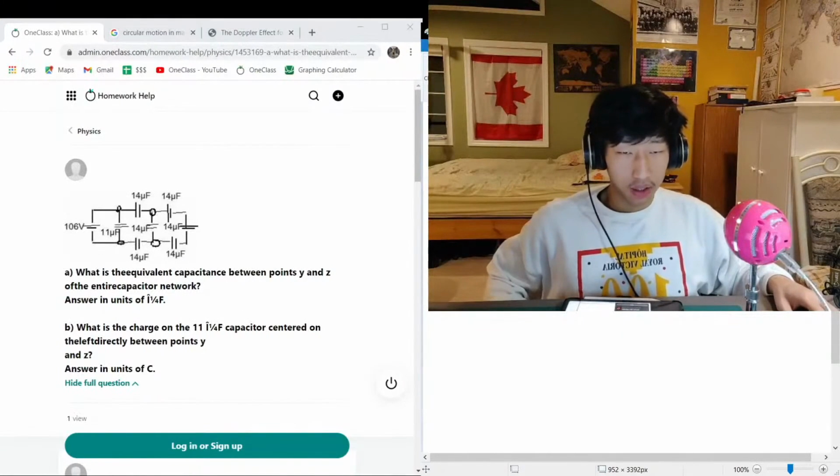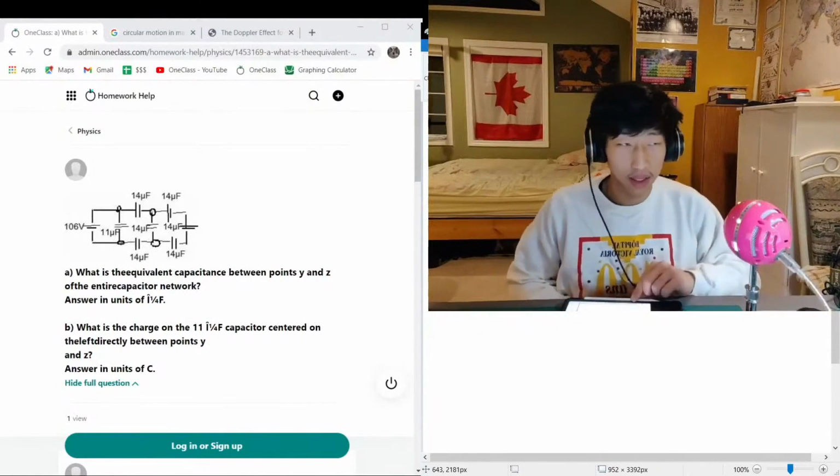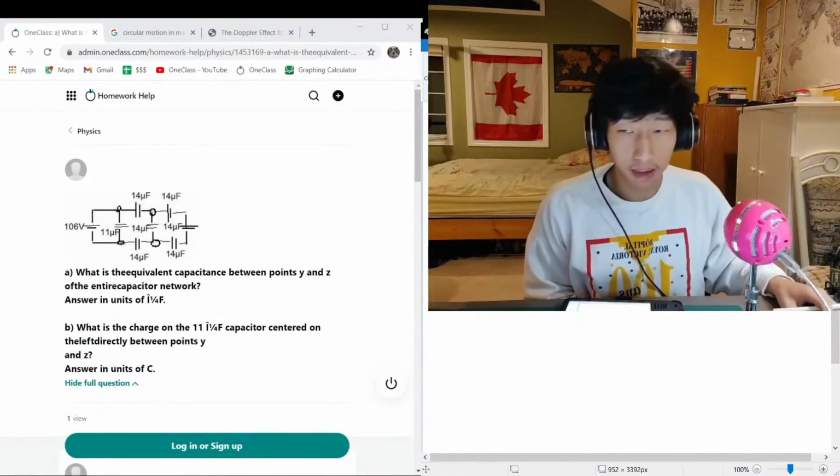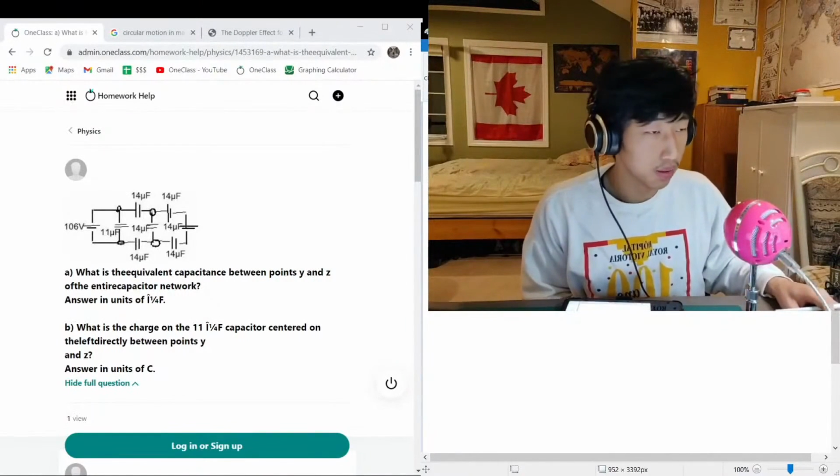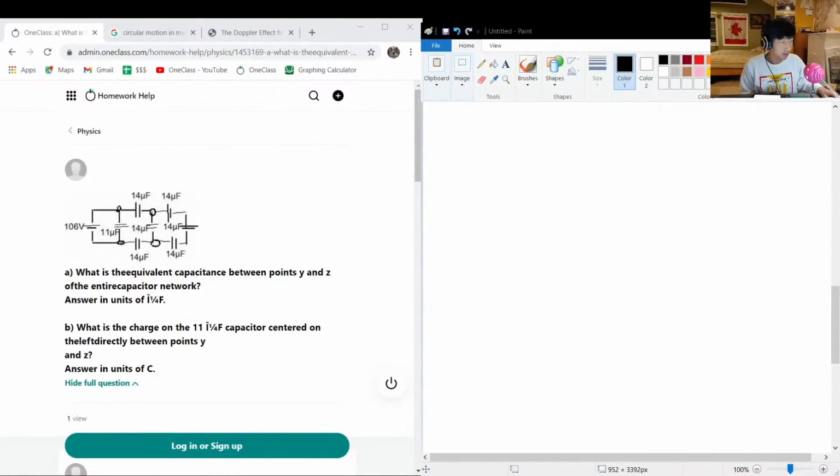Okay, so the next question that we got on the menu today is asking us about some equivalent capacitors. This will be a nice and fun question. Let's get it cracking. So the first question is asking us, what is the equivalent capacitance between points x and y on the entire capacitor network? Answer in μF.